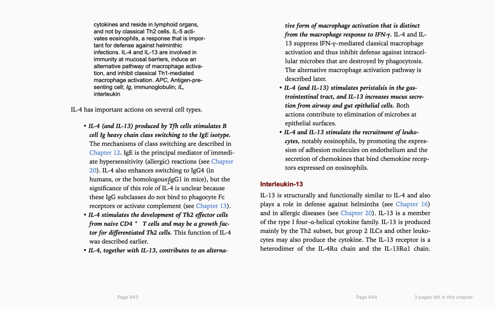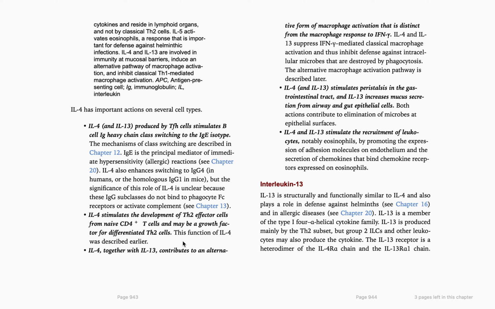Interleukin 4 also enhances switching to IgG4 in humans and the homologous IgG1 in mice, but the significance of this role of interleukin 4 is unclear because these Ig subclasses do not bind to phagocyte Fc receptors or activate complement. Interleukin 4 stimulates the development of T helper 2 effector cells from naive CD4 T cells and may be a growth factor for differentiated T helper 2 cells. This function of interleukin 4 was described earlier.